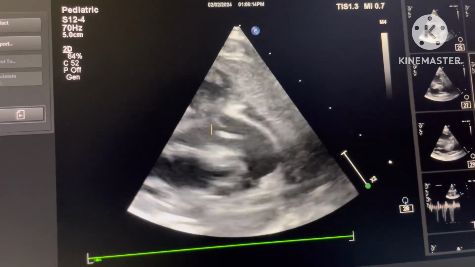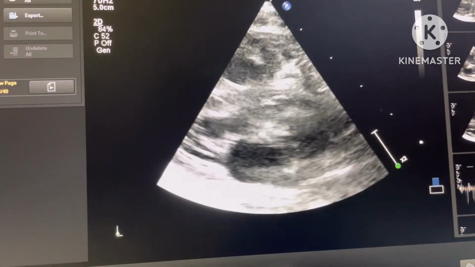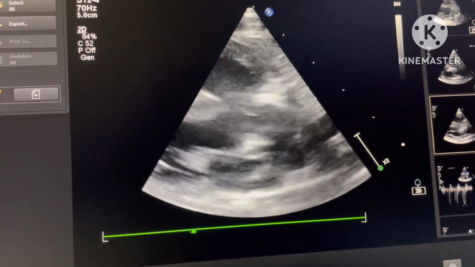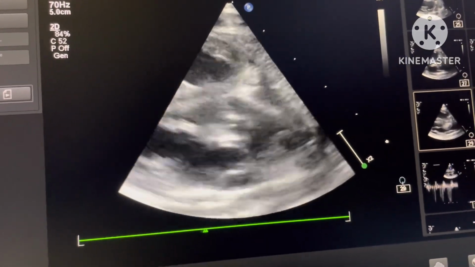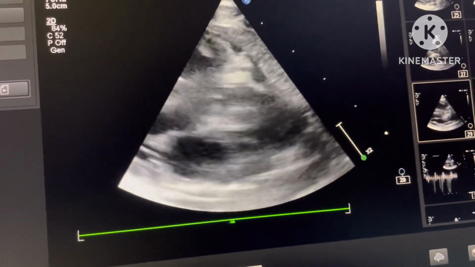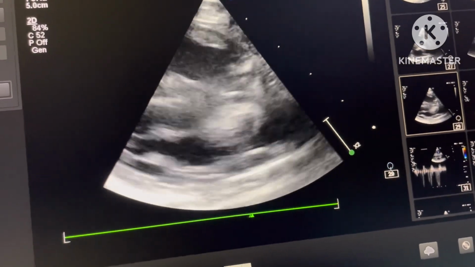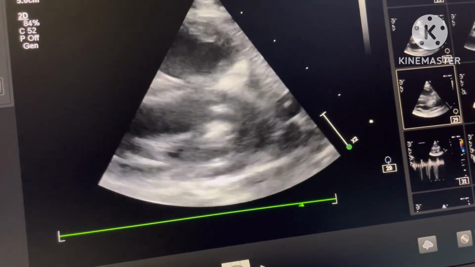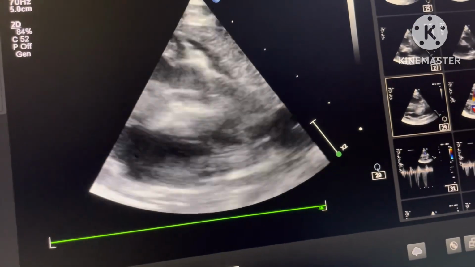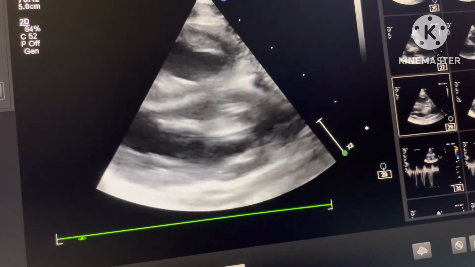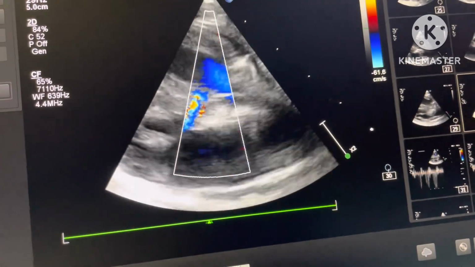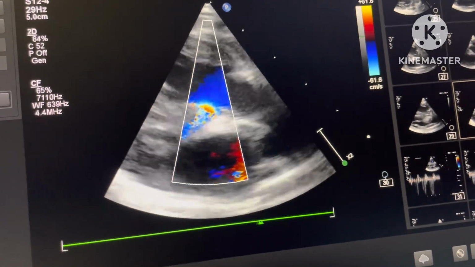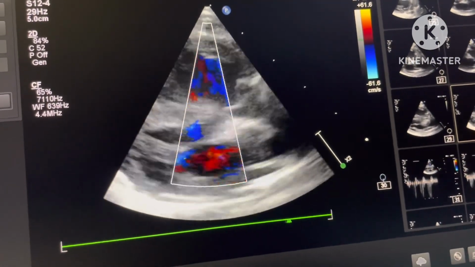This is the VSD here. VSD is very necessary, either VSD, ASD or PDA. Anything has to be present for survival of the baby, because mixing takes place only through these holes. If there is no mixing, the child will not survive. So there must be either ASD, VSD or PDA. In this case, we find VSD. You see the VSD flows from right ventricle into left ventricle.